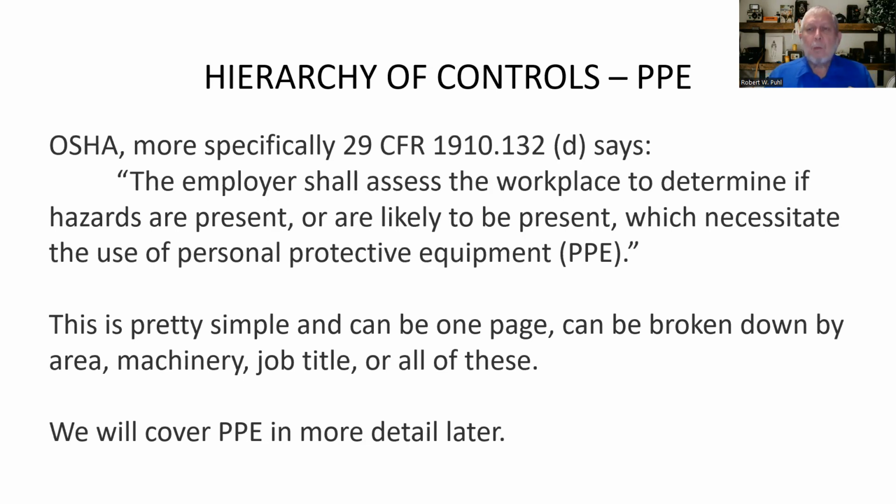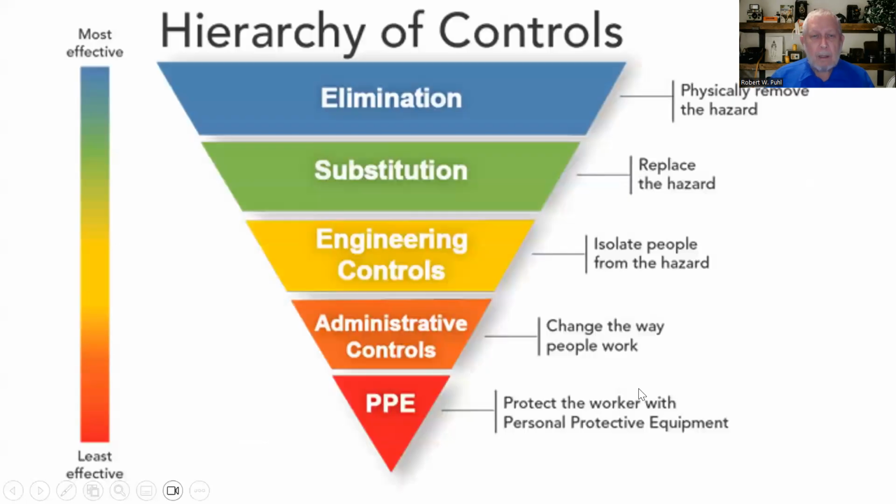The usual run-of-the-mill production worker probably doesn't need footwear, but you can go through all these things, and you can do one piece of paper for the entire plant and have it all. That's a good way to do it. When OSHA comes in, they want to see if you've done this. This is pretty simple. It can be one page broken down by area, machinery, job title, or all of these. We're going to cover PPE in a lot more detail later.